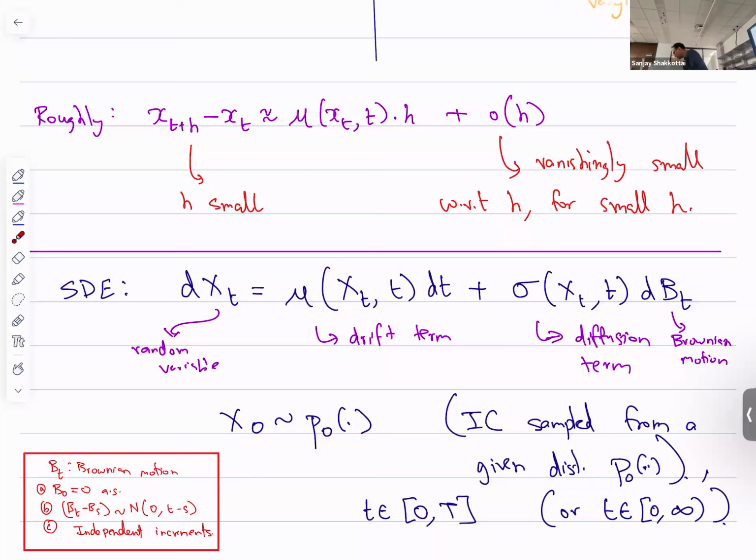So I'm going to call this, as everybody else calls it, the drift term, and this is called the diffusion term. And this is an SDE, and I need an initial condition.